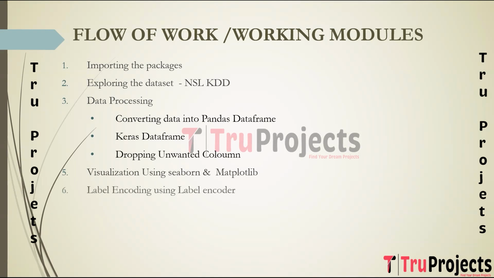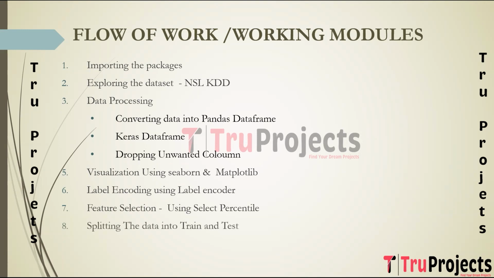Label encoding using label encoder. Categorical data is often encoded into numerical format for machine learning models. The label encoder is applied to convert categorical labels into numerical values. Feature selection. Feature selection is crucial for building efficient models. This module involves selecting the most relevant features using select percentile, which is a method based on statistical tests.